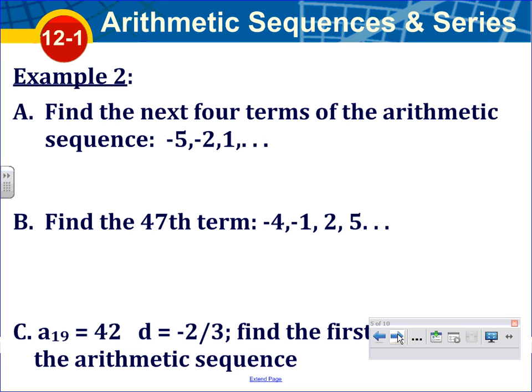All right, so here we go. Example 2, find the next 4 terms of the arithmetic sequence. Nice and easy here. Again, you have to kind of think about this to find your D, but hopefully that's not that big of a deal.